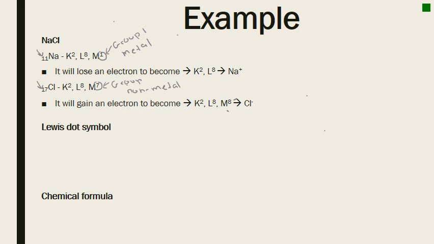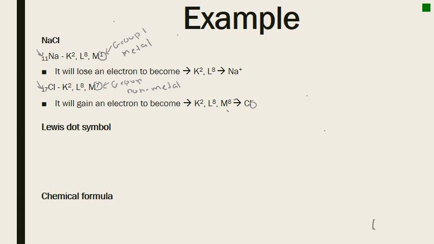Remember, it needs to satisfy the octet rule, so it'd rather gain this 1 electron to become 8 than lose the 7 electrons. So when it gains an electron, it will become negatively charged, and it will have a charge of Cl minus, the minus that we can see here.